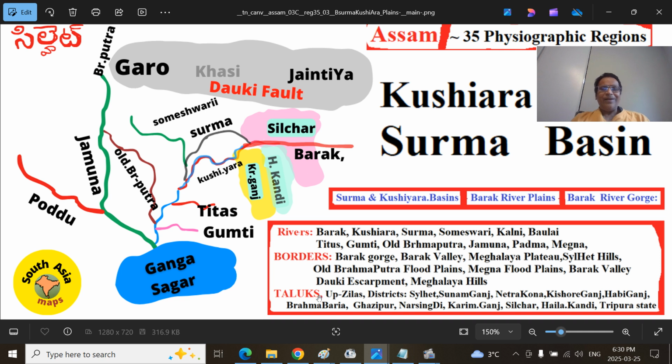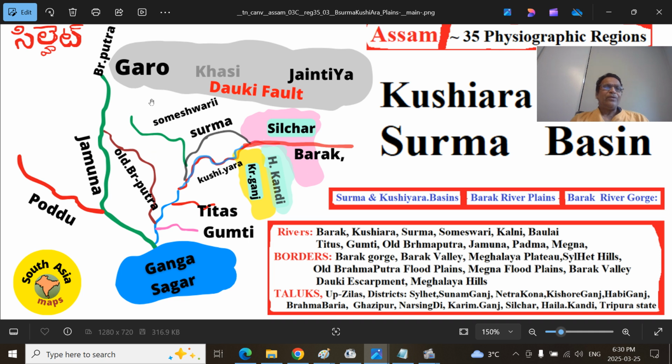Bangladesh, which used to be East Bengal, had around 18 or so districts in the 1980s. Now there are many Upazilas, nearly 80. So I have delineated Sylhet district and Sunamganj and Netrokona in the historic Mymensingh, and Kishoreganj, Habiganj, Brahmanbaria and Gazipur area, Narsingdi and Karimganj and Silchar and Hailakandi and Tripura state and so on, broadly.